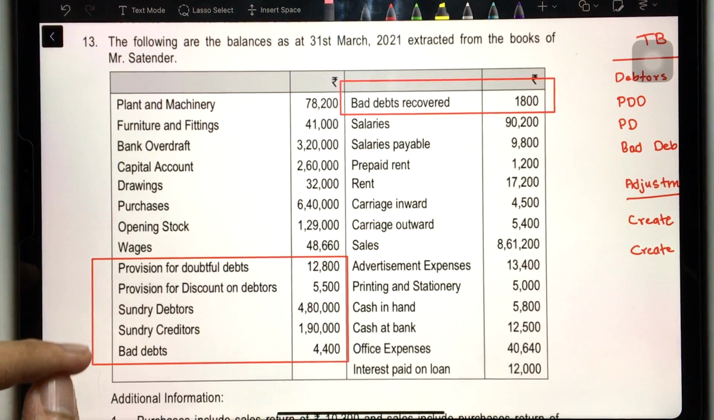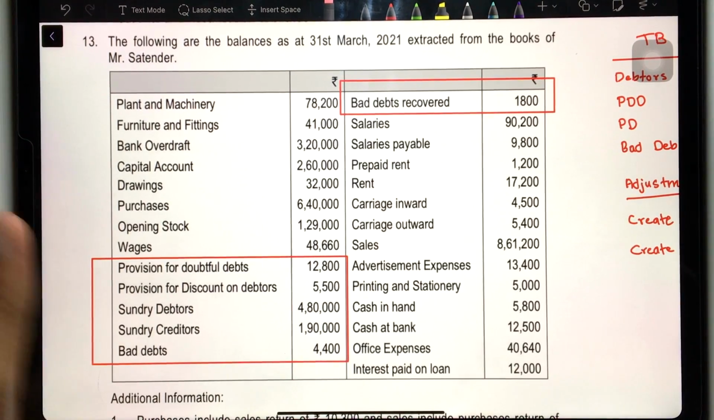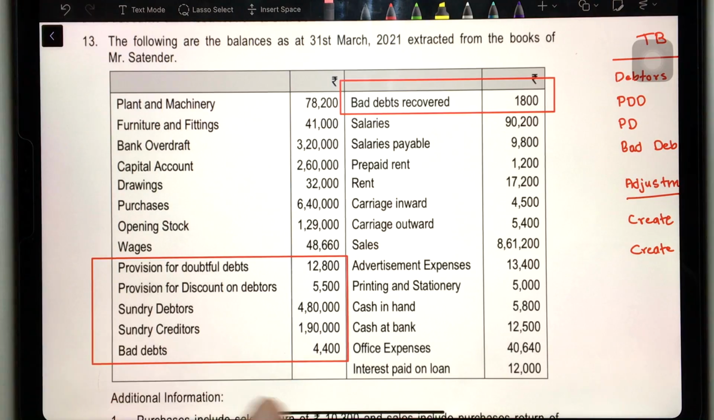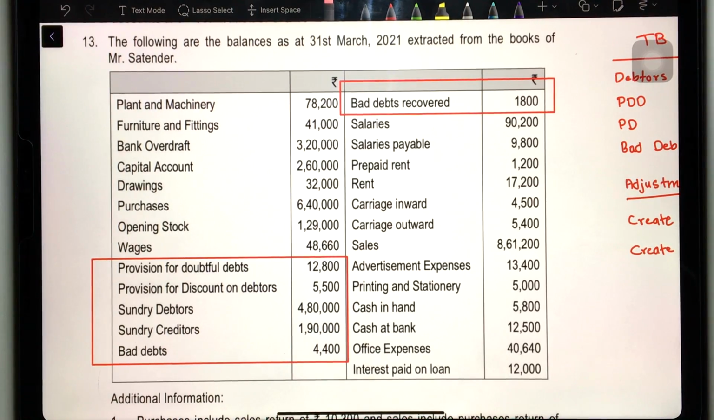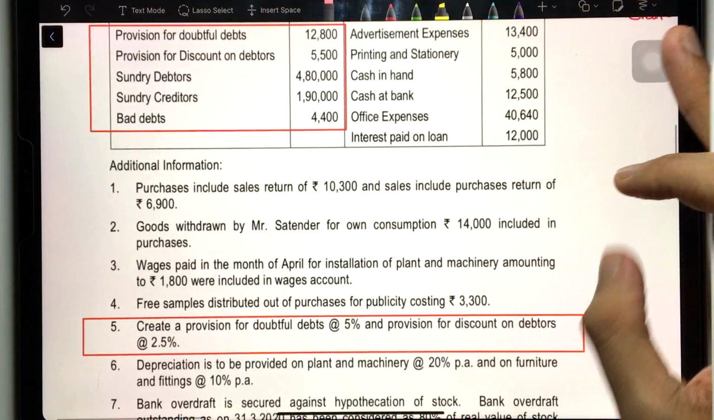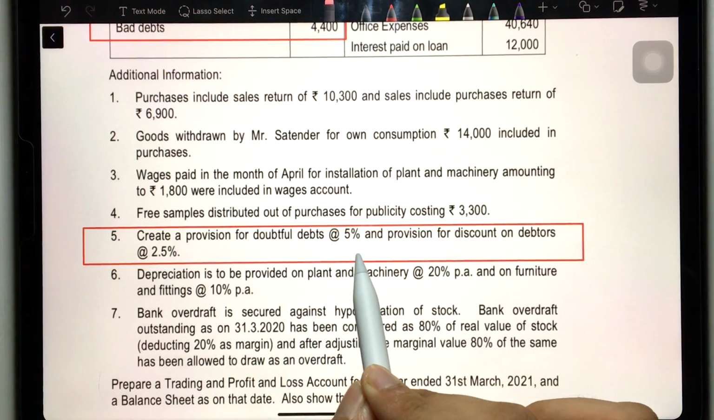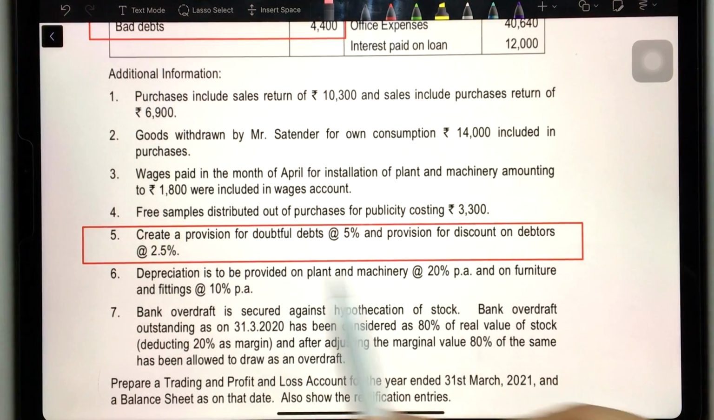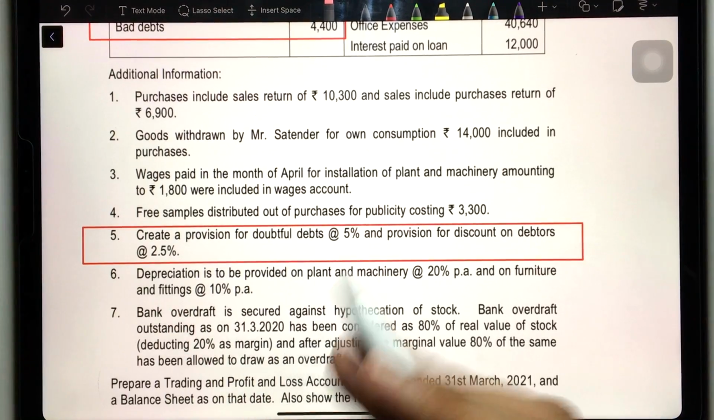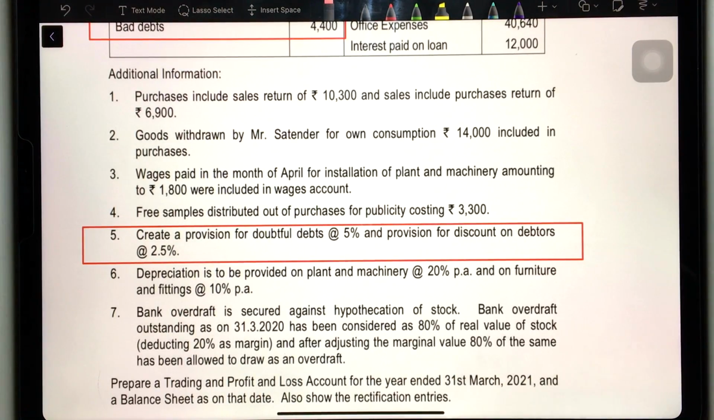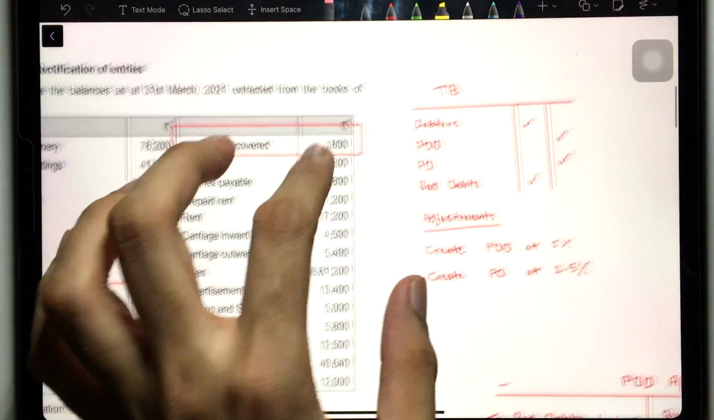Sundry debtors, and bad debts, right? Creditors are not important for us over here. Bad debts are also there, 4,400. Now let's see what's happening in adjustment. In adjustment, you can see here, create a provision for doubtful debts at 5% and provision for discount on debtors at 2.5%. So we have to maintain the provision also, right? So let's just see the scenario of this question.